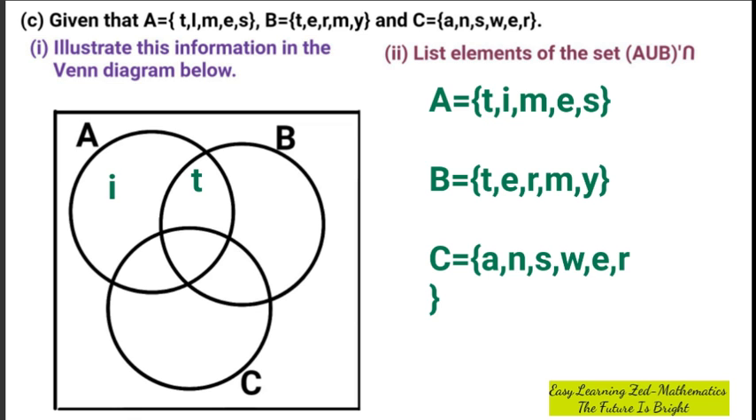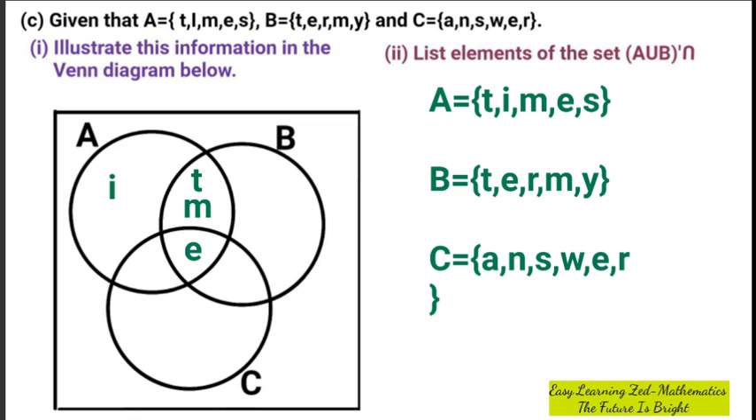Okay, now let's go to element M. Is M found in B? Yes. Is M found in C? No. So M is only found in set A and set B. Therefore, it's going to be on the intersection of A and B, which is here. Okay. Now we go to E. Is E found in set B? Yes. Is E found in set C? Yes. So E is going to be on the intersection of A, B, and C. So it's going to be here. Okay, we are done with E.